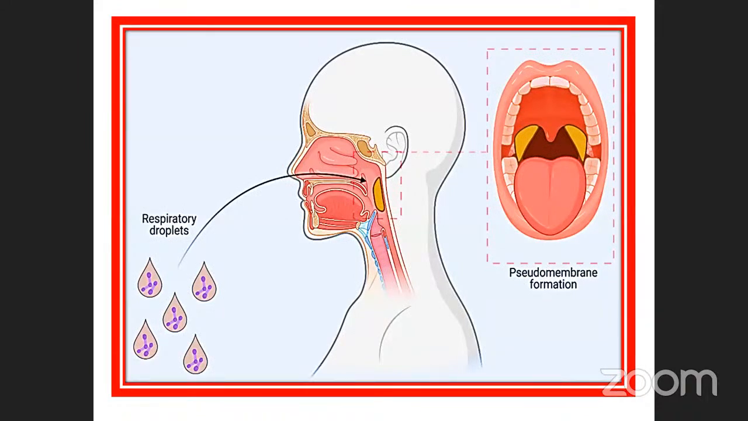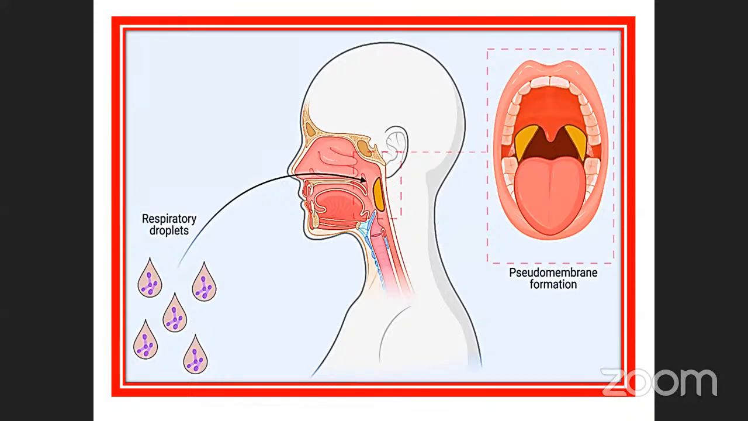This is called respiratory droplets. When an infected person sneezes, droplets come out, and when we are crossing, they automatically enter into the nose. When it reaches the tonsil or throat, there is a mucous membrane present, so it will grow inside and enter deeper. This is the throat infection.